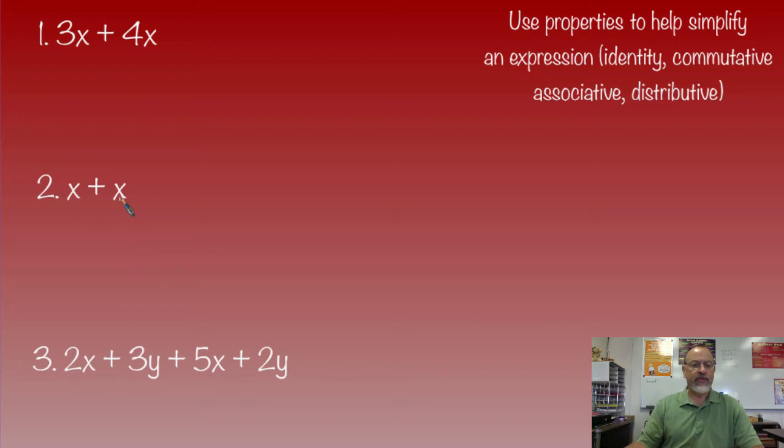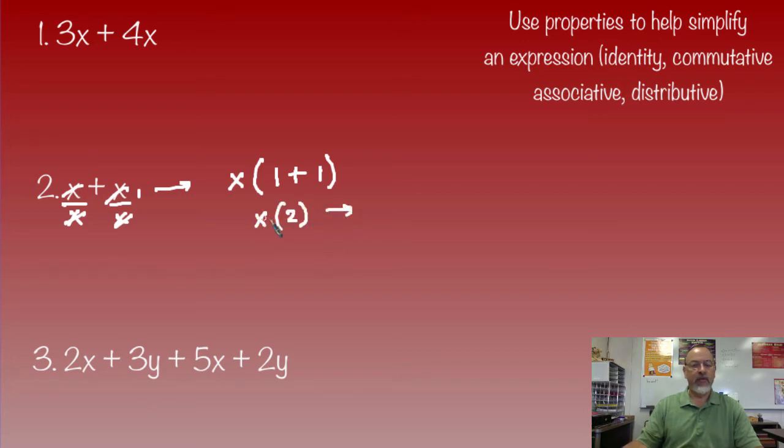In the next one, again, I notice we have like terms, and because I have like terms, this variable factor is always going to be in common, so we're going to factor that out. If I factor out the x, that means I have to divide each of these by x. X divided by x is 1, so that leaves me a 1. And then dividing this term by x, that leaves me another 1, and so I end up with this. Then I can simplify my parentheses, 1 plus 1, and then I can multiply, and so I end up with 2x, so the simplified answer is 2x.